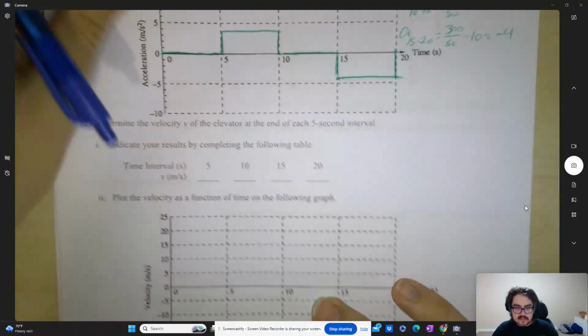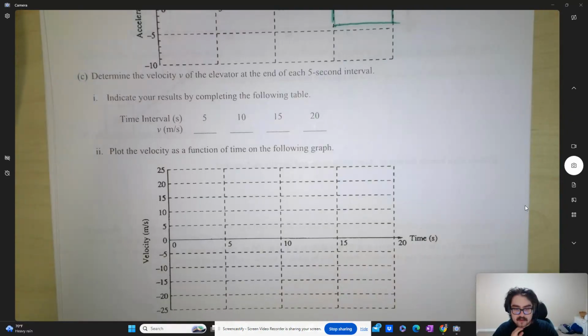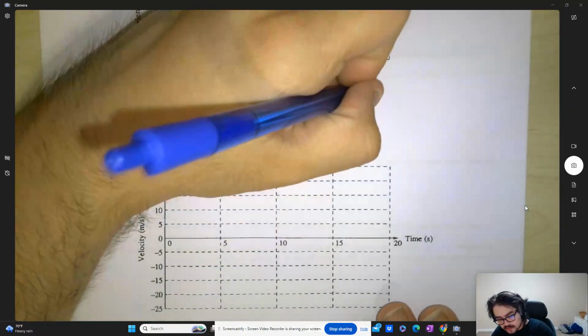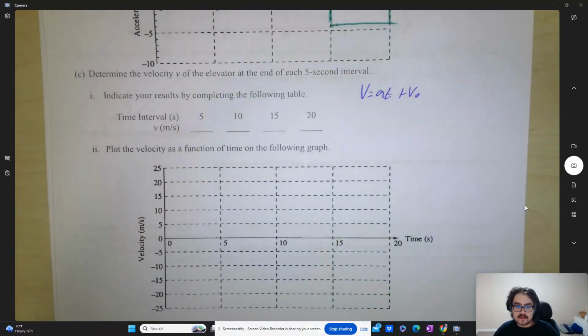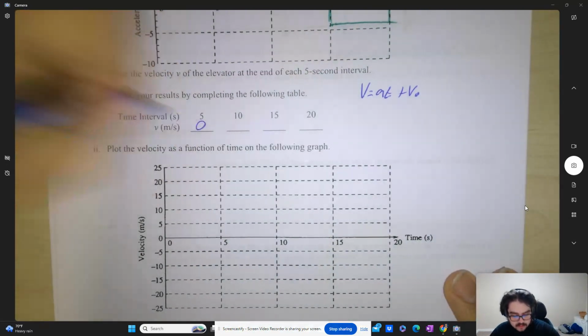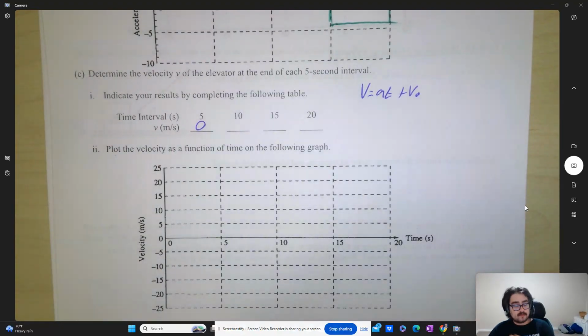Okay, let's do the velocity. The way I'm going to calculate the velocity is just using a kinematic equation: V equals AT plus V naught. Well, if the elevator doesn't have any acceleration in the first part, then it starts at rest, right? And if it doesn't accelerate in the first 5 seconds, then it's not going to move at all.